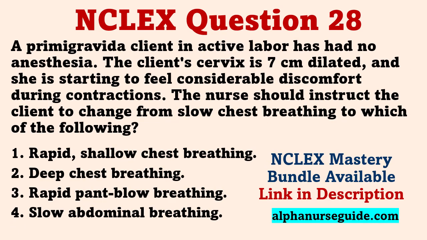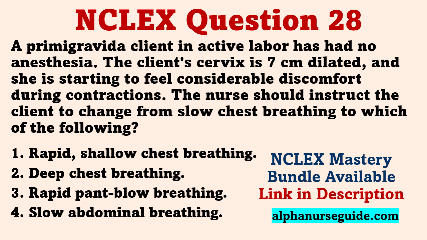A prima gravida client in active labor has had no anesthesia. The client's cervix is 7 centimeters dilated, and she is starting to feel considerable discomfort during contractions. The nurse should instruct the client to change from slow chest breathing to which of the following? 1. Rapid, shallow chest breathing. 2. Deep chest breathing. 3. Rapid pant blow breathing. 4. Slow abdominal breathing. The correct answer is 1.